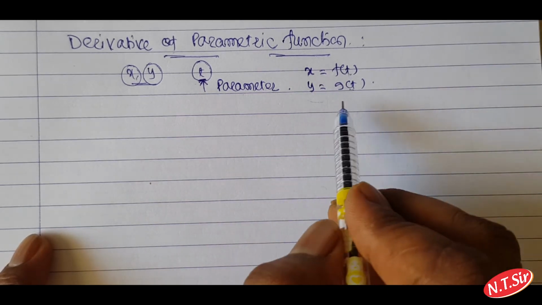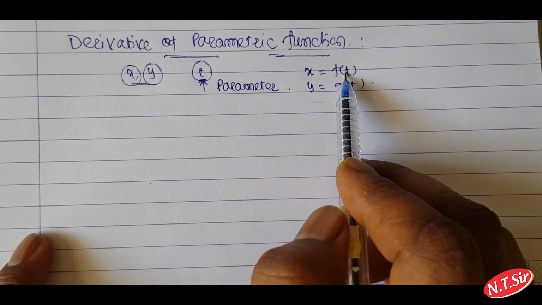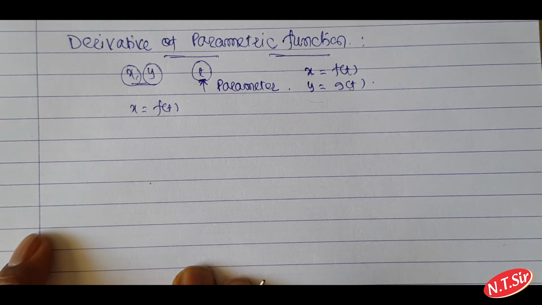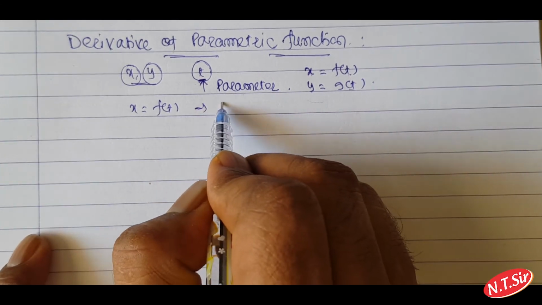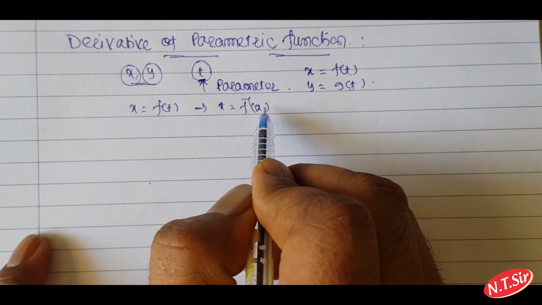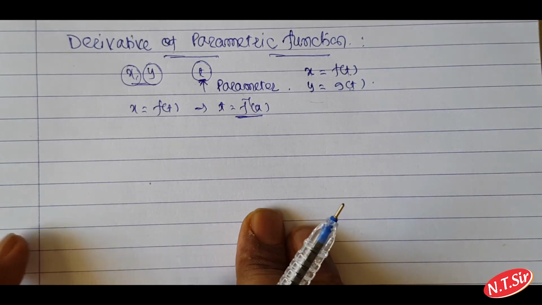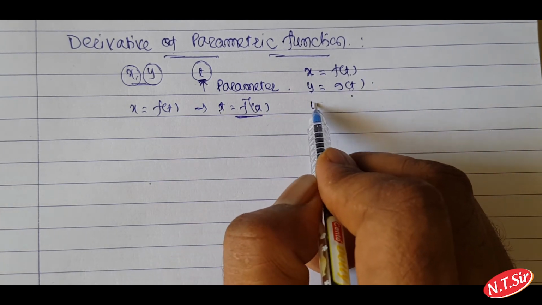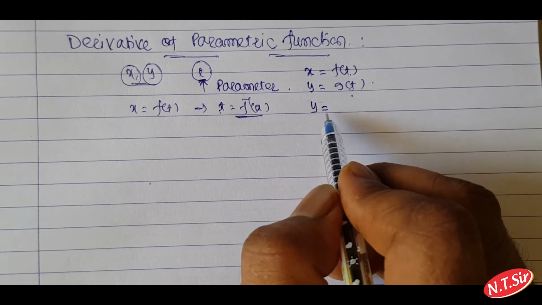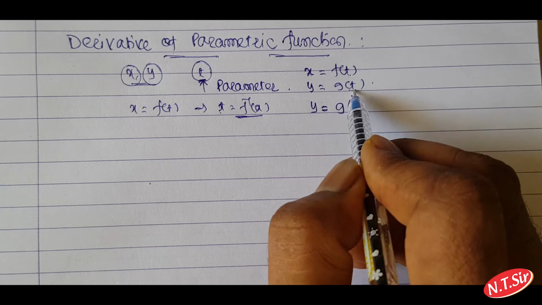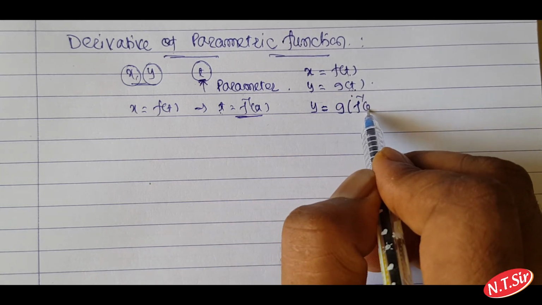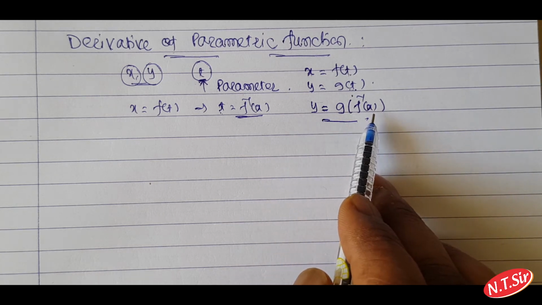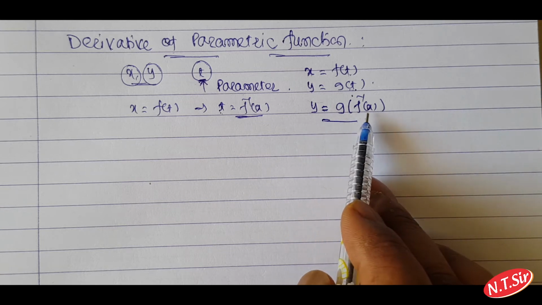Now, it is given that x is equal to f of t. Then what is t? t is equal to f inverse x. This is something we learned in inverse trigonometric functions. Now substituting t is equal to f inverse x into g, y can be written as g of f inverse x. So y is now a function of x.